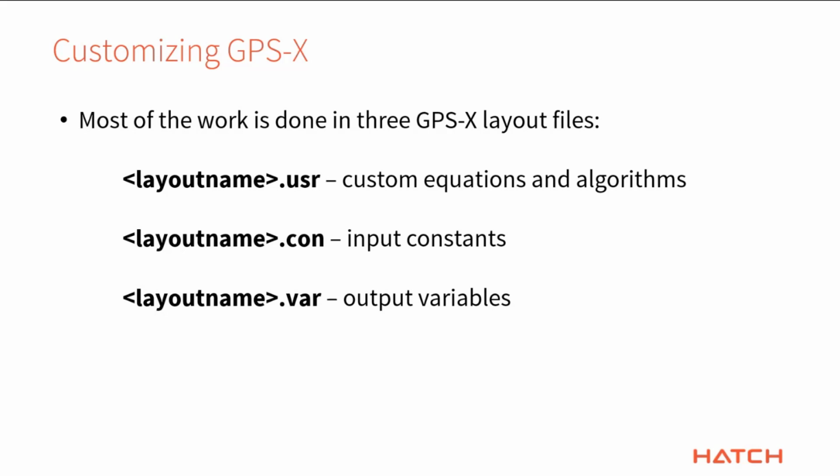There are different sections within that file to do things at certain times. And the .con is for constants and .var is for output variables. Those files follow a very specific type of syntax. I'll go through how that works, and we have lots of details in our user guide. But basically, you're going to write out a line for every variable that you have. And then when you load your GPSX layout, we parse that file and create the new custom menu for you.